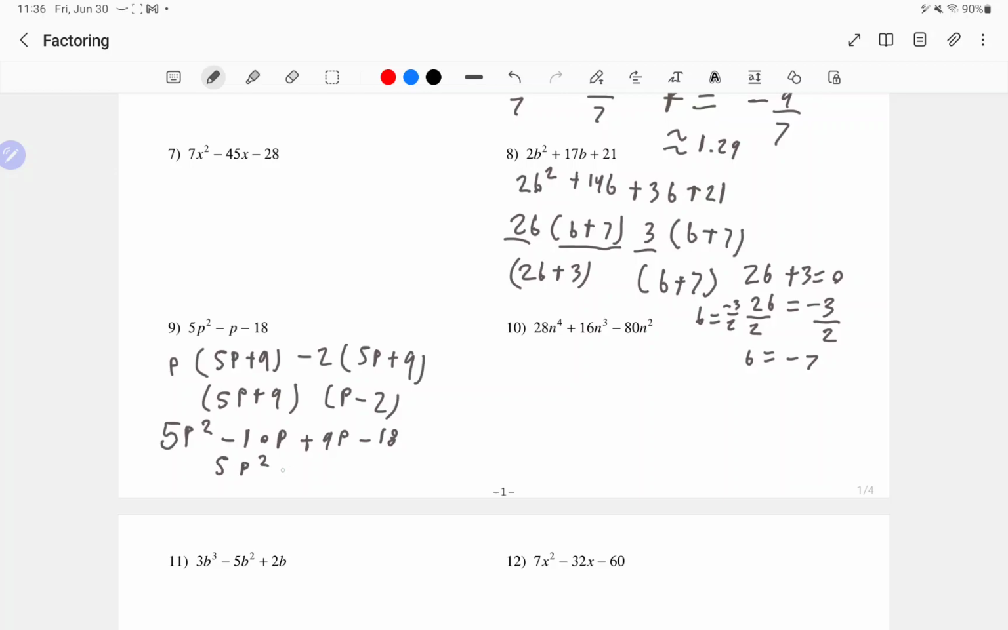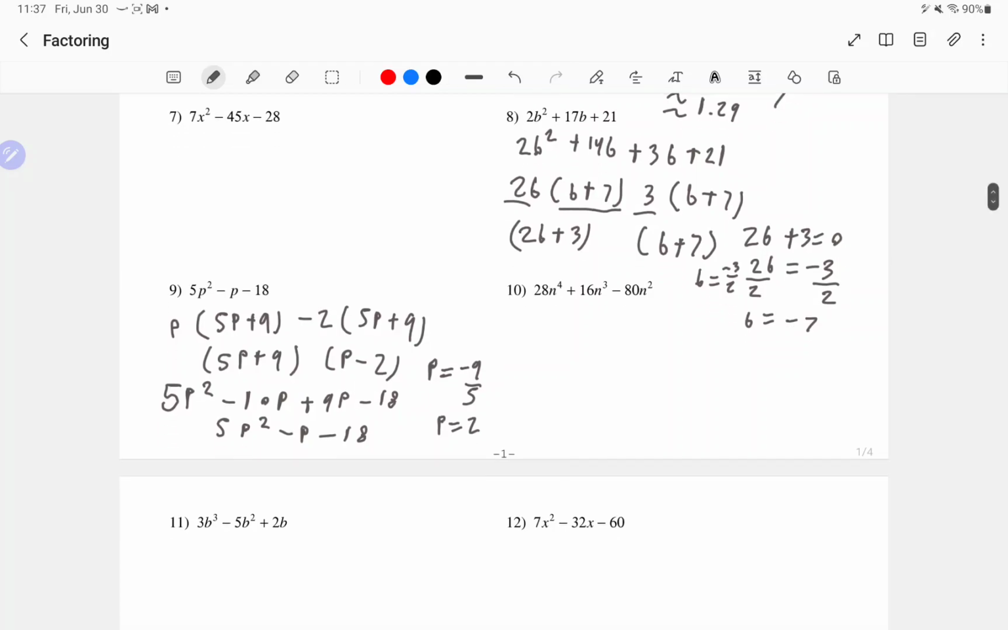That is the point of factoring, because you come out with the thing you started with when you multiply them back. Now we just have to turn these into the p-values. I'm just going to do this mental math because why not? P equals negative 9 over 5. And then we got this one, which is p equals 2. There we go. That is how you factor that.